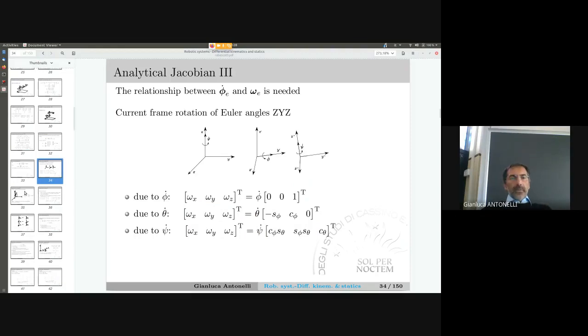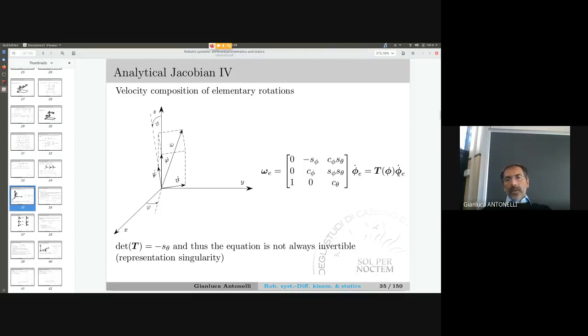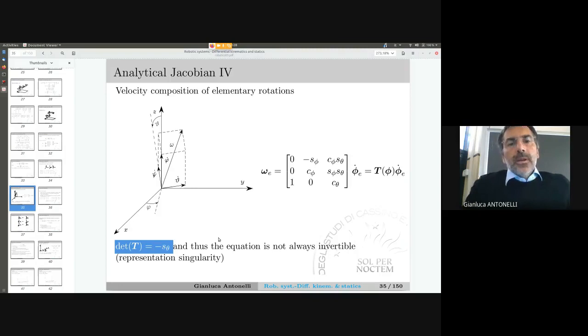So I may have a transformation from phi dot e to omega e, the angular velocity, by means of a matrix. In this case it's 3x3, and it is a function of phi and theta, so it's a function of the orientation. But worse than that, this matrix is not always full rank. This is another side effect of the representation singularity of the Euler angles. It means that I must pay attention when I use a minimal representation of the orientation, not only in a kinematic way, but also in a differential kinematic way.